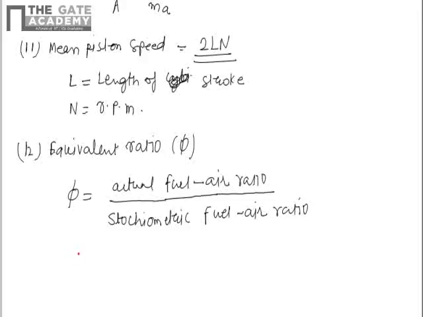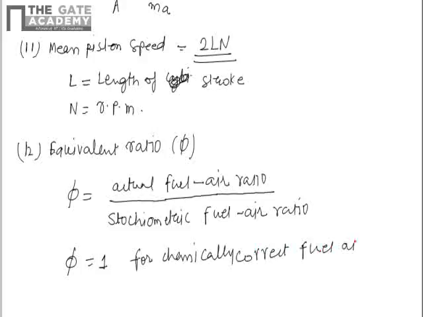So I will define phi equal to 1 for chemically correct fuel air ratio. Phi less than 1 is a lean mixture.